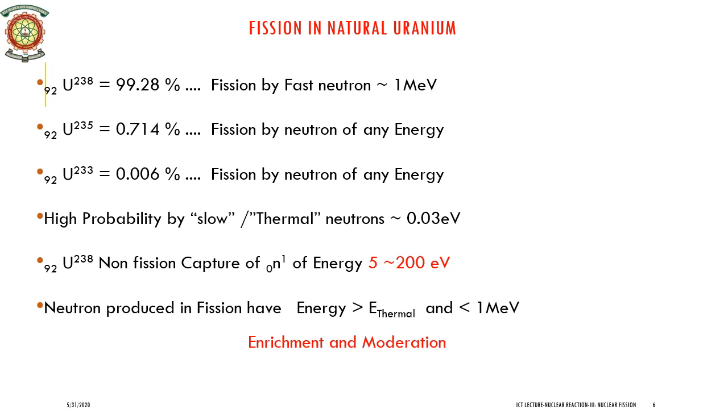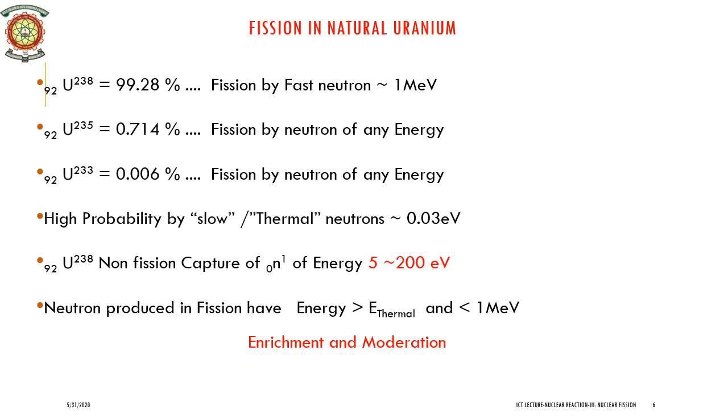It is important to understand the contents of this slide, that is fission in natural uranium. A self-sustained critical chain reaction is difficult to maintain in a sample of natural uranium for the following reason. Natural uranium has three isotopes of mass number 238, 235 and 233 having relative abundances 99.28%, 0.714% and 0.006% respectively.